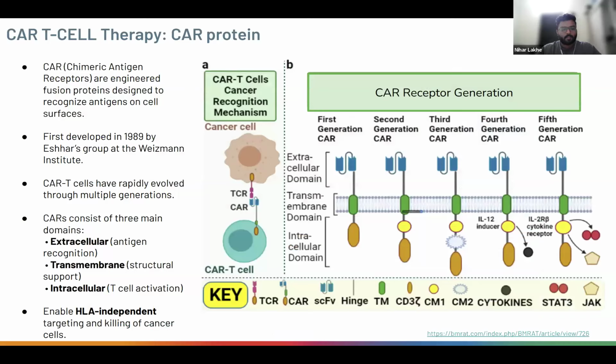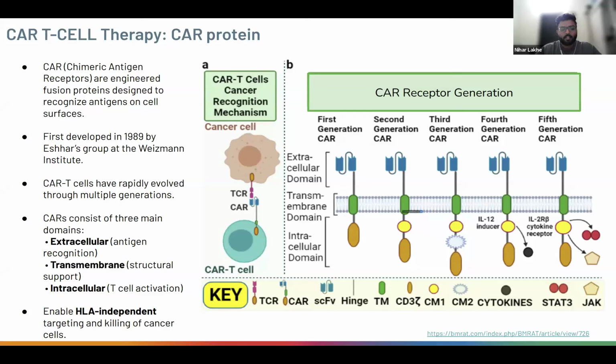So to understand the effect of CAR T cells, we'll also need to look into the CAR protein, its structures, and what are the different generations of the CAR protein. CAR, also called the chimeric antigen receptors, are engineered fusion proteins designed to recognize antigens on cell surfaces. As seen in figure A, we can see that the cancer cells are recognized by CAR T cells with the help of CAR proteins. CAR proteins were first developed in 1989 by Eshhar's group at the Weizmann Institute.